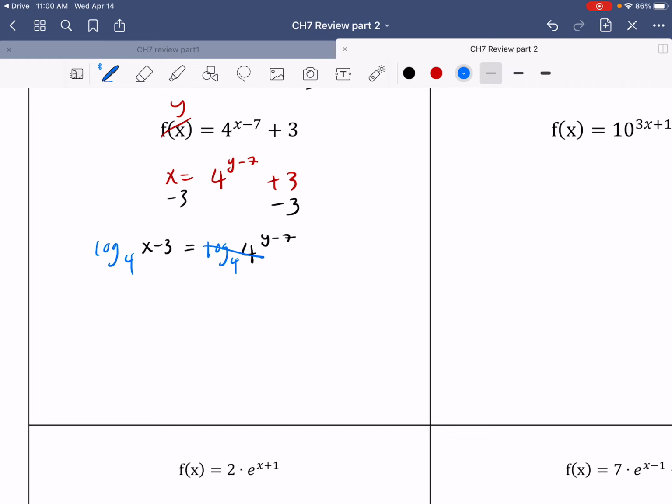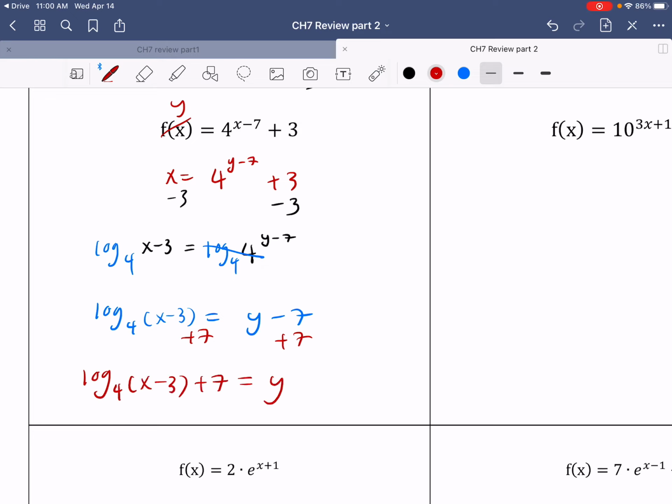This will cancel out. You get log base 4 of x minus 3 equals y minus 7. Plus 7 both sides, you'll get log base 4 of x minus 3 plus 7 equals y. I'm not gonna do it here, but you really have to write it like this.